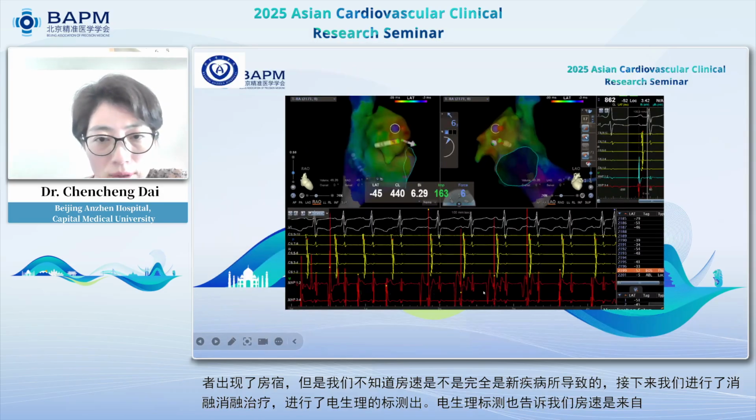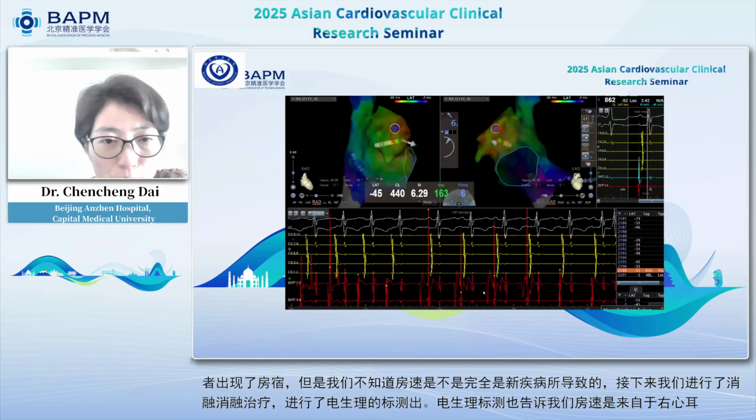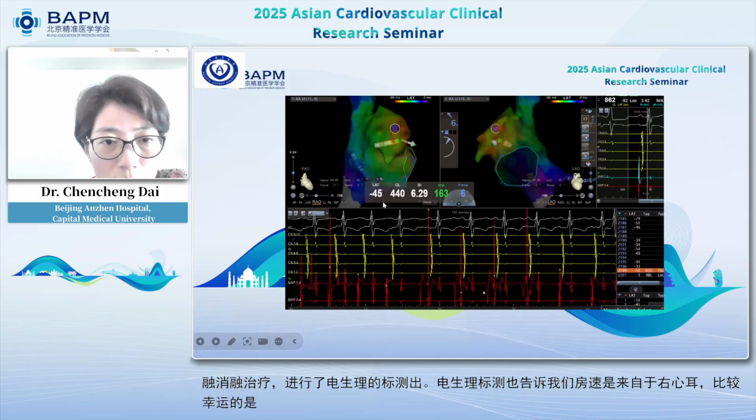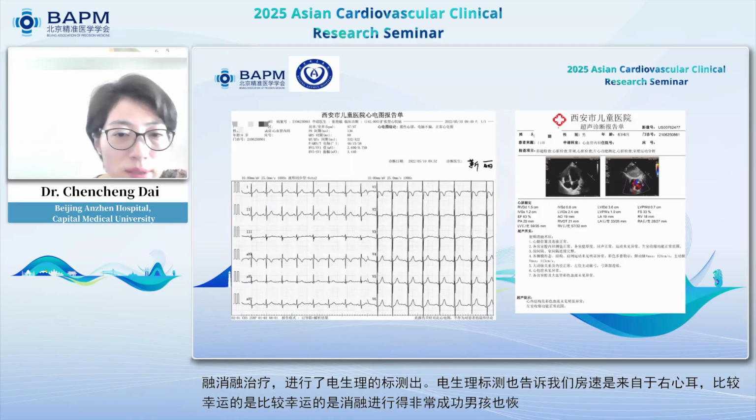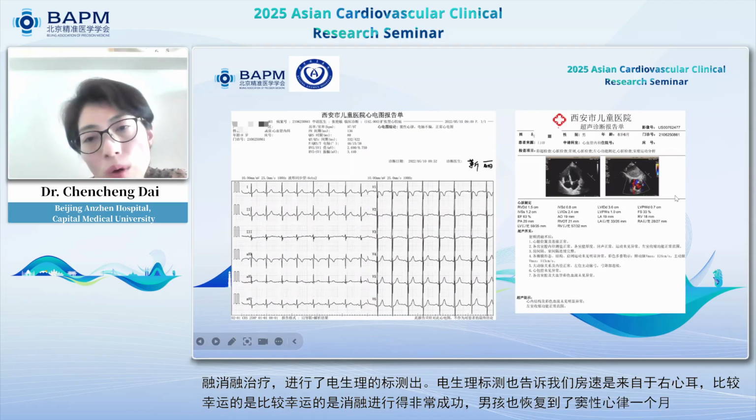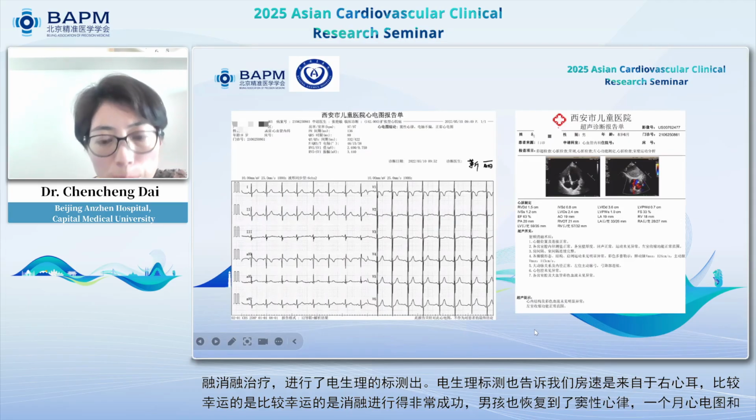Quite fortunately, we did a successful ablation on the patient, and the child got normal sinus rhythm. One month later, the ECG and the echo were all normal, so this boy is cured.